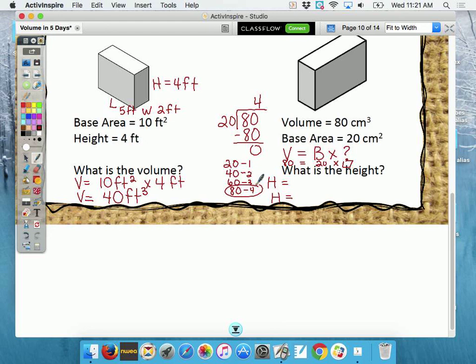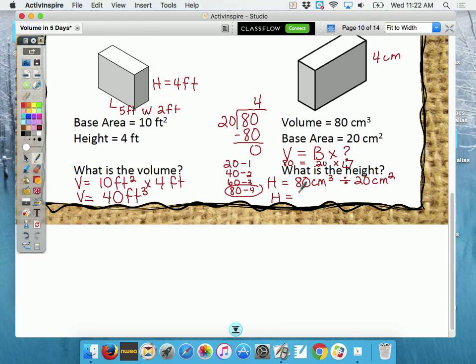So how do I write this down here? Height equals 80 centimeters what? Squared. No, cubed. You've got to look up here. 80 centimeters cubed divided by 20 centimeters squared. Okay, we already know the answer, don't we? What's the height? 4, correct? And it's 4 centimeters.